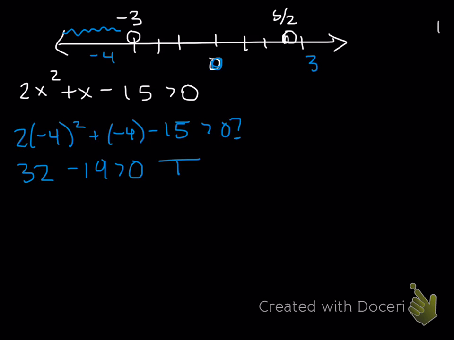So I'm going to shade up until negative 3. I can't continue to shade because I didn't test that middle region, so I don't know if anything from that region is going to give me a true statement. So now I need to test 0.